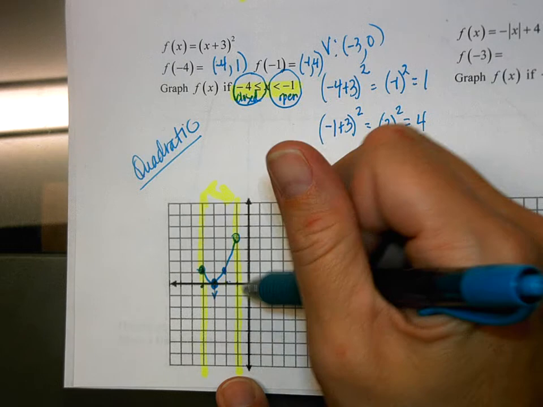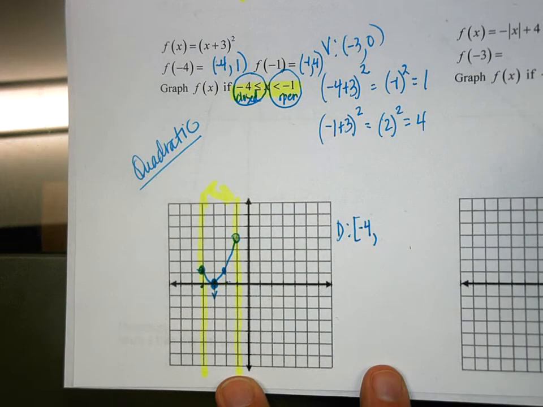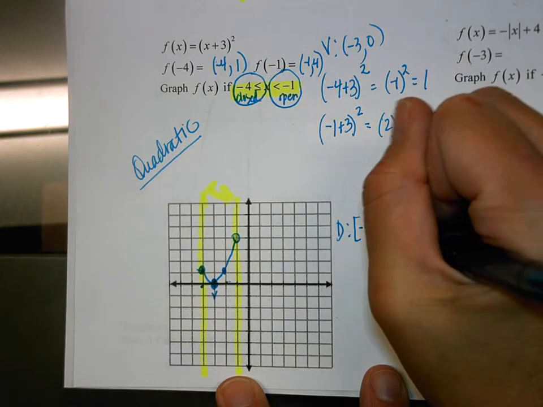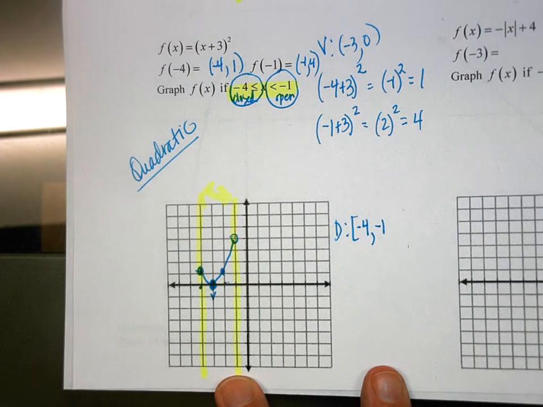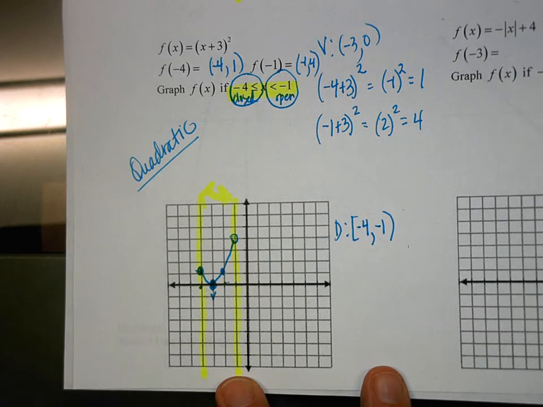And then going up, the largest x value is at -1, right? This is at -1. And is it a parenthesis or a bracket? Parenthesis. And we know it's a parenthesis because it's an open circle, and open circles mean not equal, right?